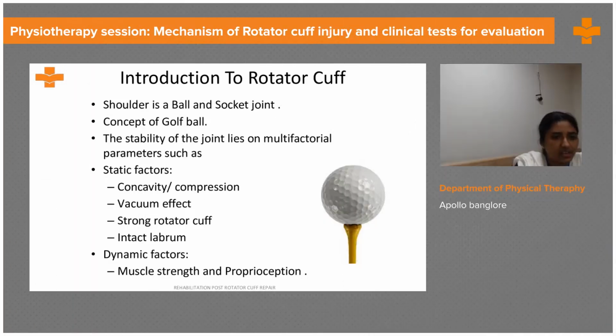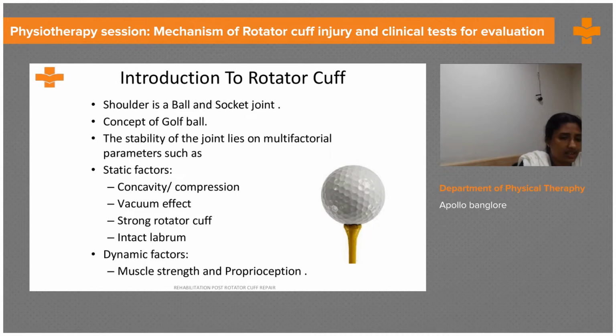Just an introduction to the rotator cuff. Our shoulder joint is a ball and socket joint. As you all know, the concept of a golf ball and tee: the ball represents the humeral head and the socket represents the tee of the golf ball.